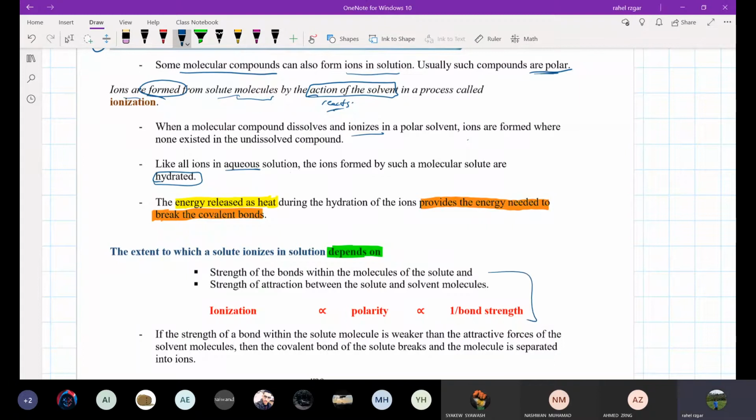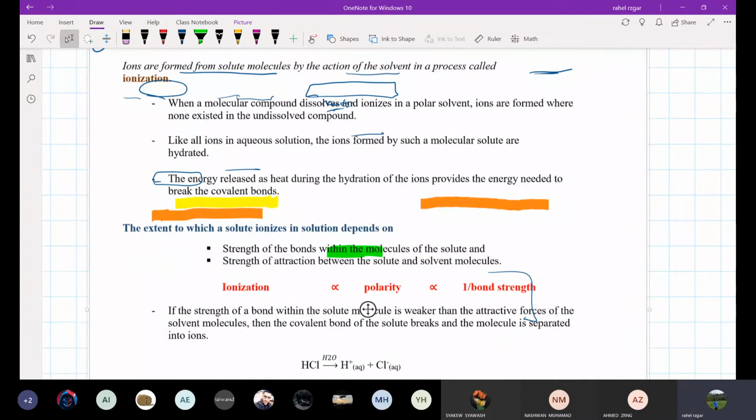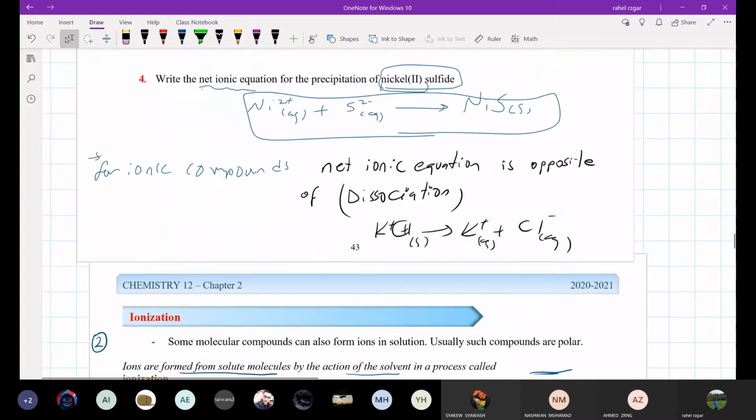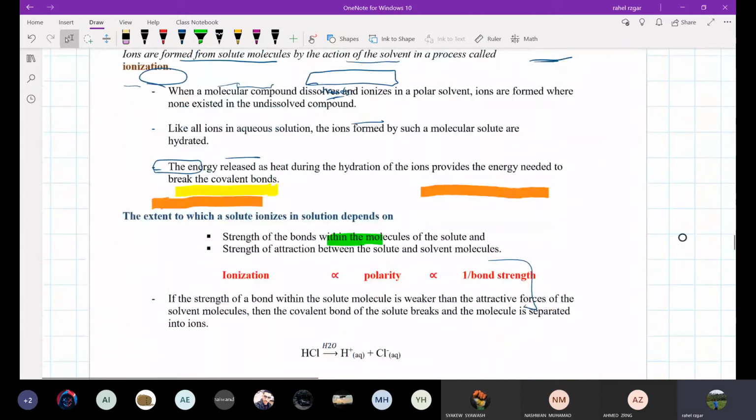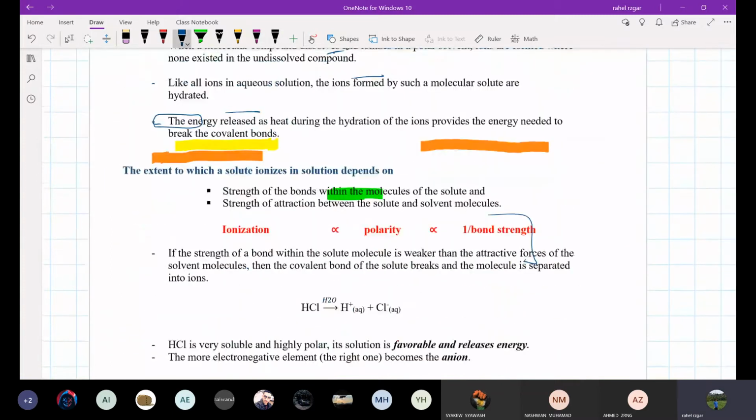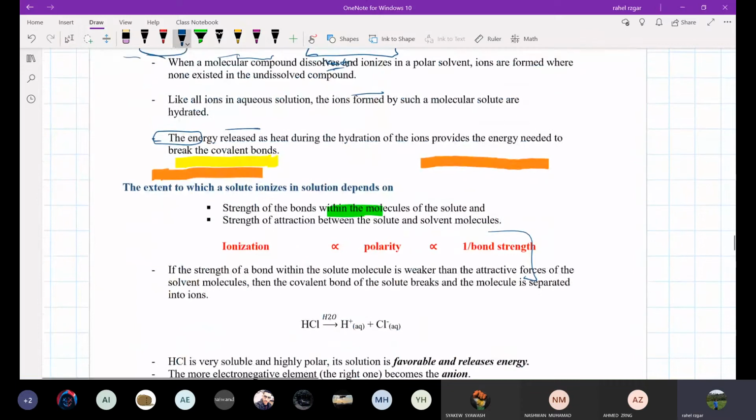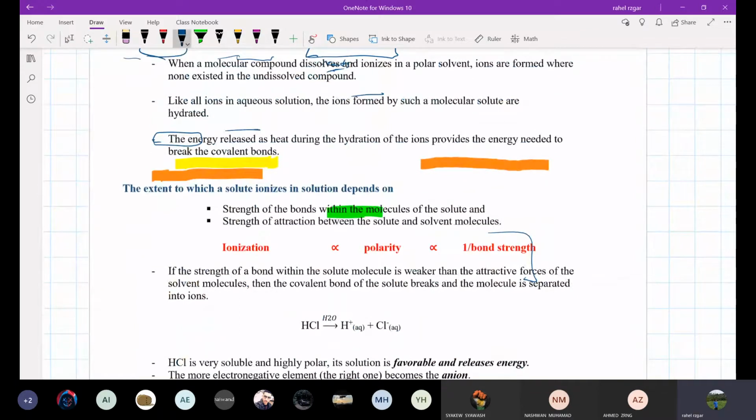So for the bond strength, I have written this. Bond strength is inversely proportional to ionization. As we said before, if we have a high bond strength, ionization decreases. And if we have a low bond strength, ionization increases.